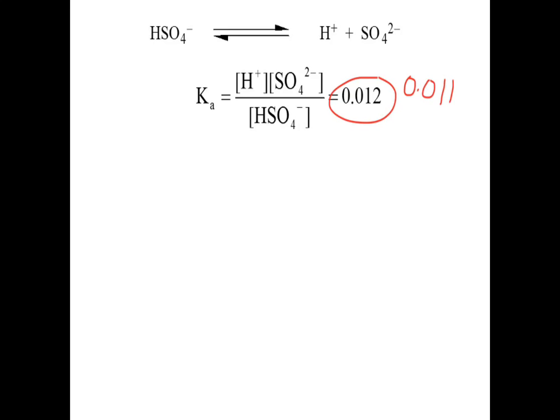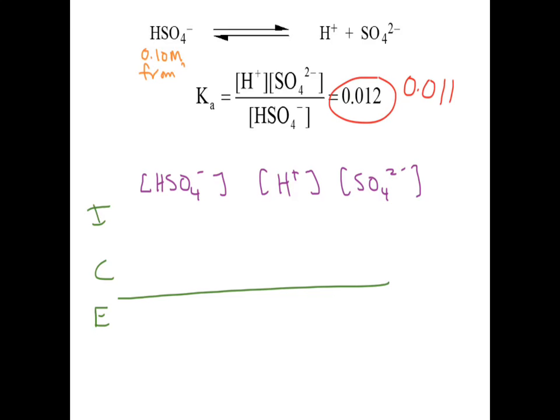All right, so here is my ice table. We have 3 columns: initial, change, and at equilibrium. We said the initial of the HSO4 minus is 0.1 molar. The initial of the hydrogen ion is also 0.10 molar. The initial of the sulfate ion, zip. It's like you're keeping score.